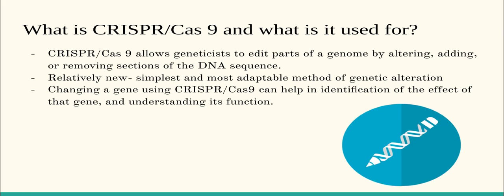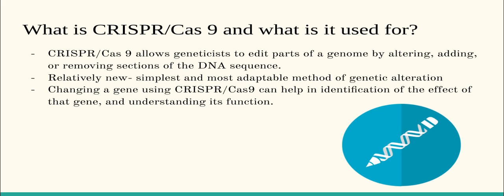CRISPR-Cas9 allows geneticists to edit parts of a genome by altering, adding, or replacing sections of the DNA sequence. This technology is relatively new and is still being tested for application to society. However, scientists believe that it will soon become the most common technique used to edit a genome, as it is the simplest and most adaptable method available.